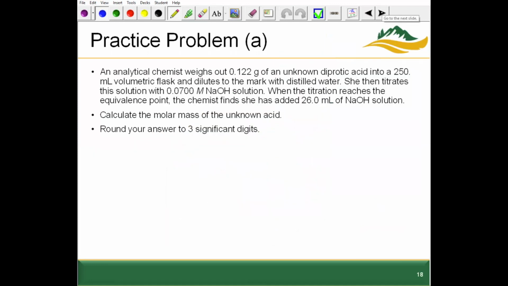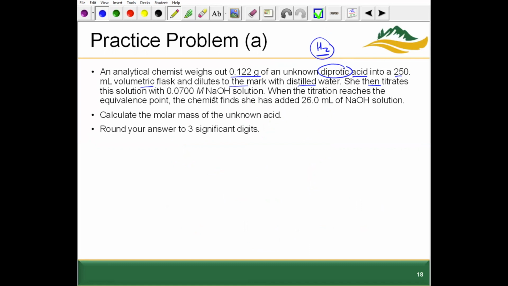Let's try this practice problem now. We know that a chemist weighs out 0.122 grams of an unknown diprotic acid. This means that 2H plus can dissociate from that acid, so we know that there are definitely 2 protons in the chemical formula. Into a 50 mL volumetric flask, and dilutes to the mark with distilled water.